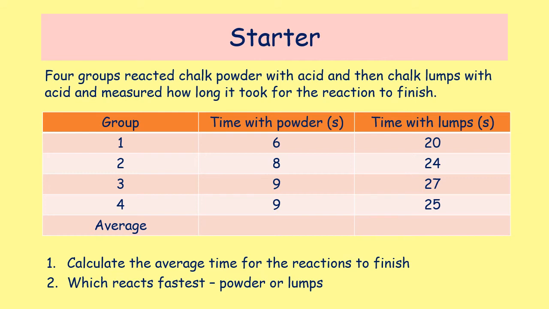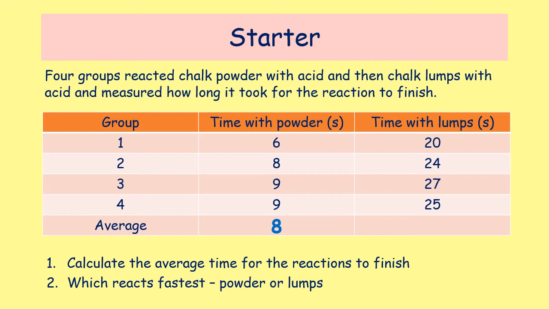Okay, so hopefully you've worked those out. The averages for the powder, the average time was 8. So if you add up those 4 numbers, 6, 8, 9, and 9, you get 32. Divide it by 4, that ends up a value of 8.